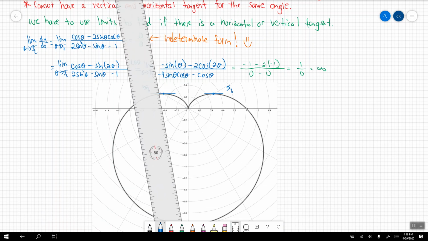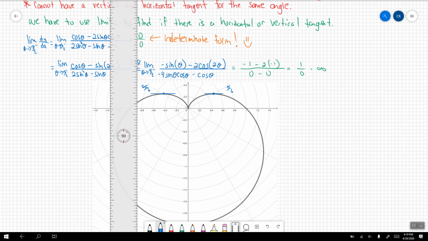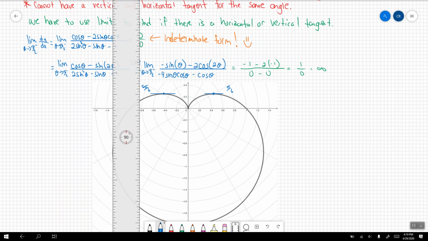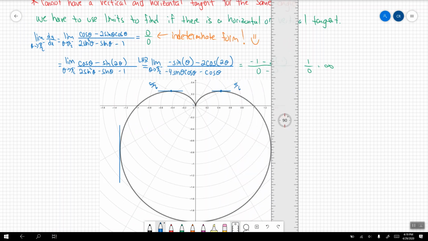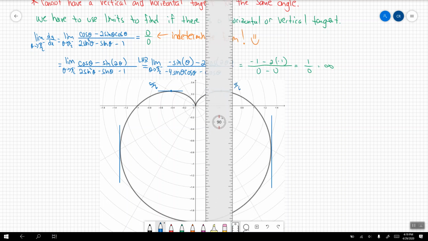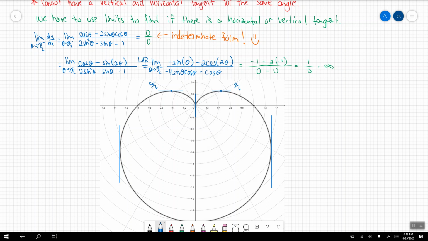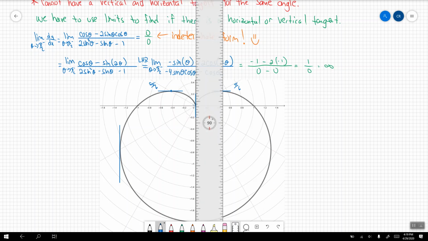Now, what about these vertical tangents? Well, one of them was occurring at 7 pi 6, which is here. That's a vertical tangent. Another one is occurring at 11 pi over 6. That's there. And the last one was occurring at the pole. Remember, it's not the origin, it's the pole. So, let me make this one a little bit nicer.